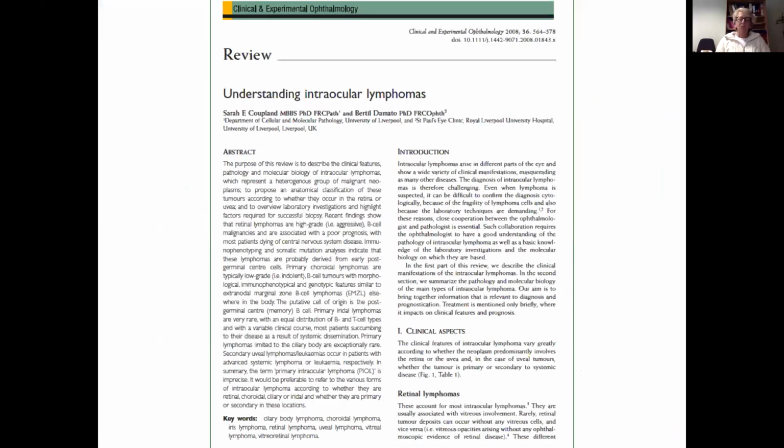So just to summarize, there are a number of different types of intraocular lymphomas. The most common vitreoretinal lymphoma, followed by the primary choroidal lymphomas. You can get secondary choroidal lymphomas, which are secondary manifestations of systemic non-Hodgkin lymphomas. And then you can have exceptionally rare varieties, such as the iris lymphomas.